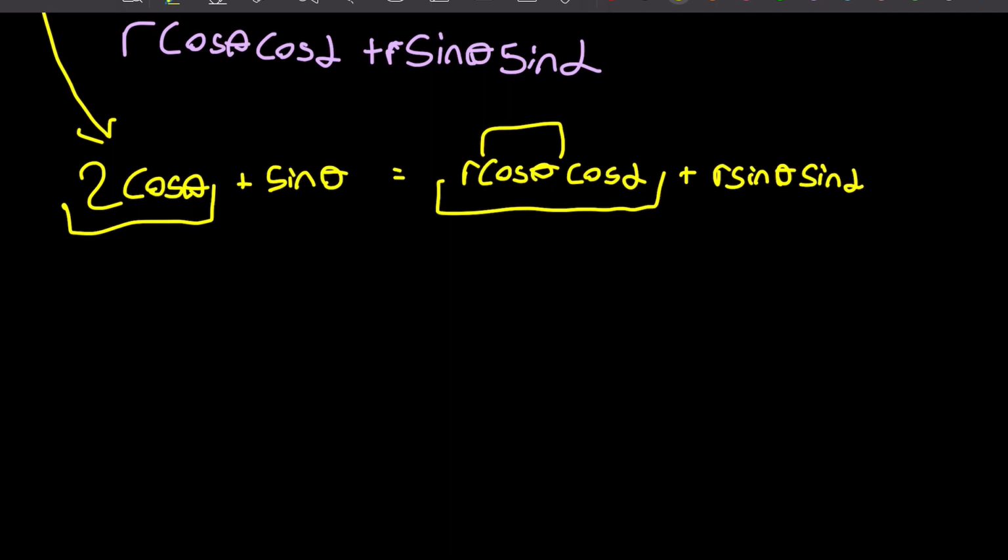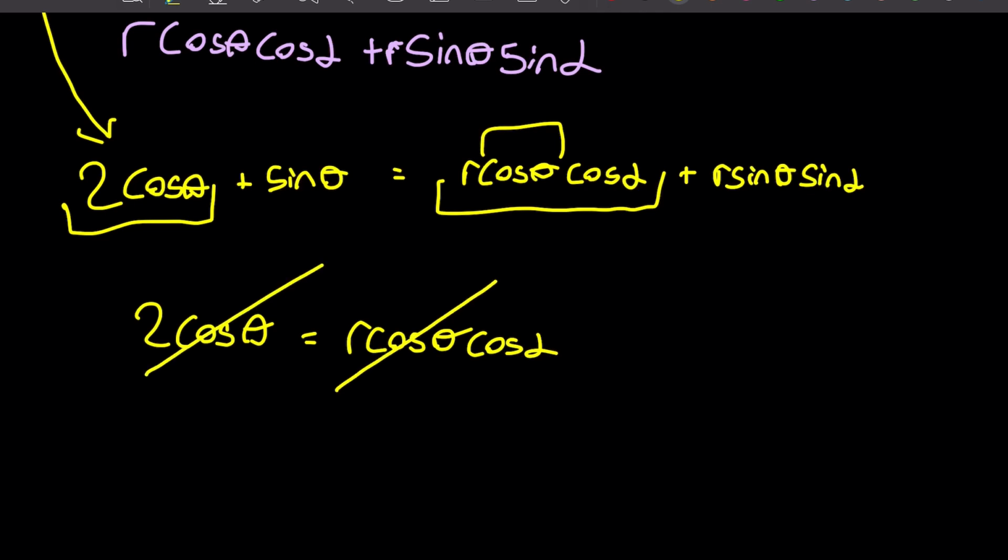So we can equate these coefficients. We'll have 2 cos theta is equal to r cos theta cos alpha. Now we can cancel out these cos thetas, which leaves us with 2 is equal to r cos alpha. And we can label this as equation 1.